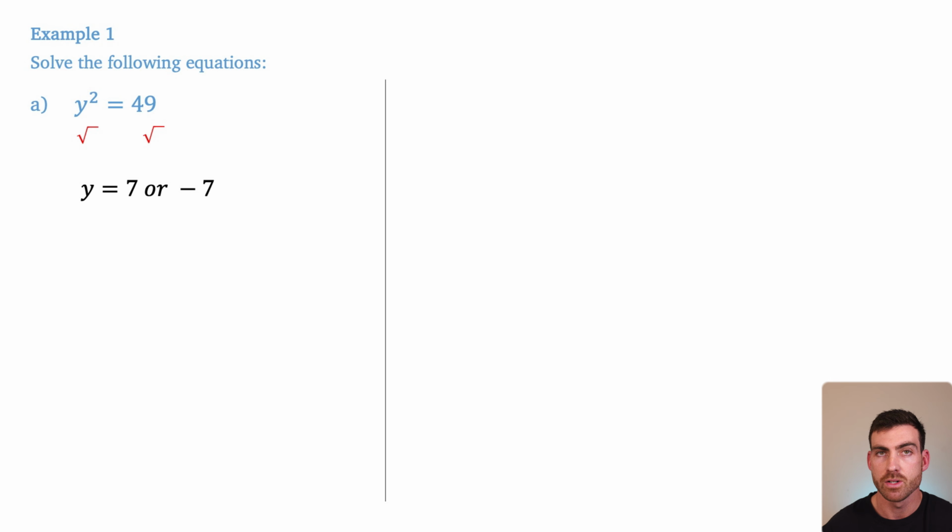But remember, quadratics have two solutions, so y equals positive or negative 7. We can write it with the short notation as well. In example B, here's another quadratic.